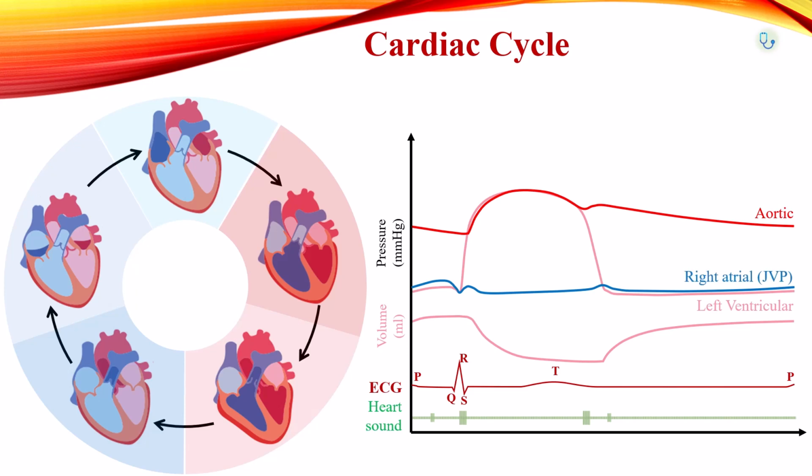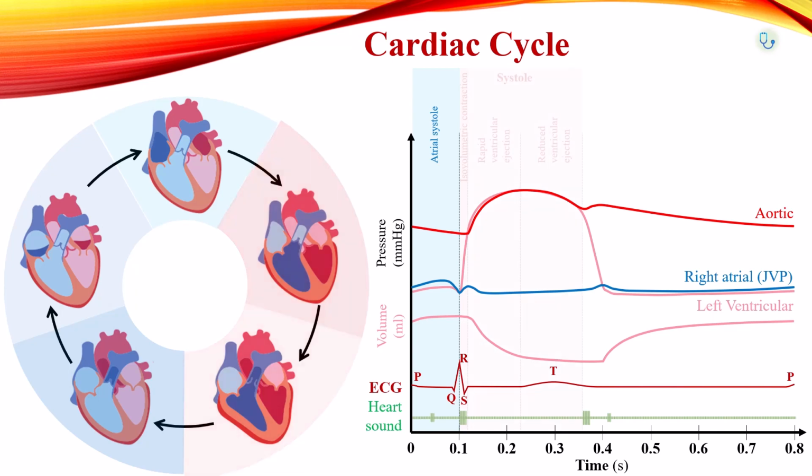If the heart rate is 70 to 75 beats per minute, each cardiac cycle takes about 0.8 seconds. In this video, 7 phases of the cardiac cycle will be discussed. The first phase is the atrial contraction, which lasts about 0.1 second.